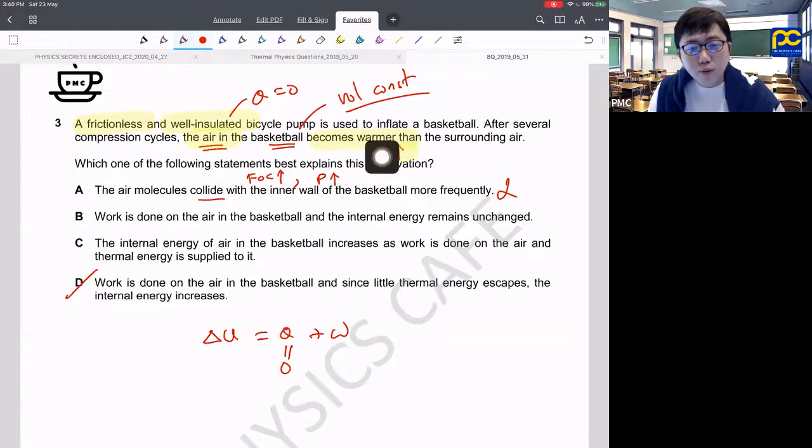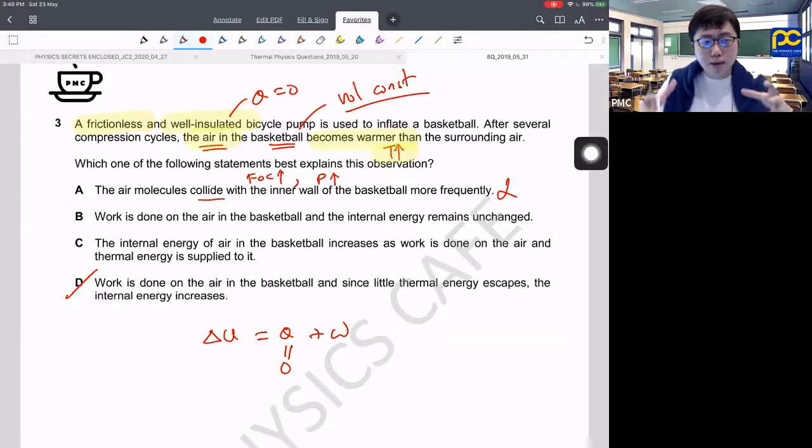Joanne, do you know why? Why when you pump air in the tire, when you pump air in the basketball, we assume that the volume will be the same?